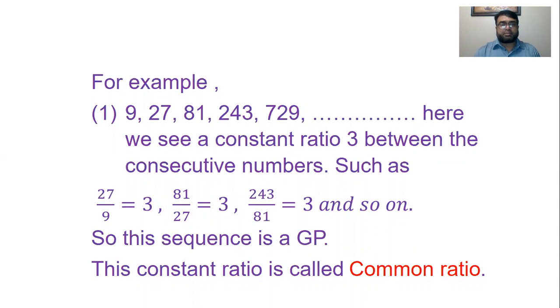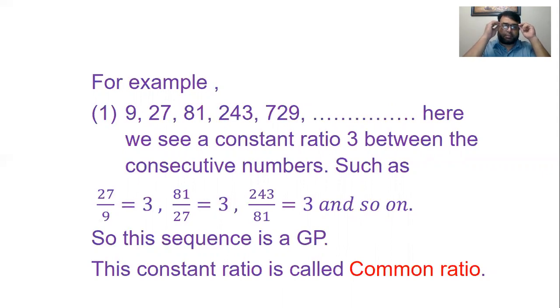For example, here we have an example. The numbers are 9, 27, 81, 243, 729. Let's see whether this is a GP or not. Basically, the first term is 9, the second term is 27, the third term is 81, then 243 is the fourth term, and the fifth term is 729.